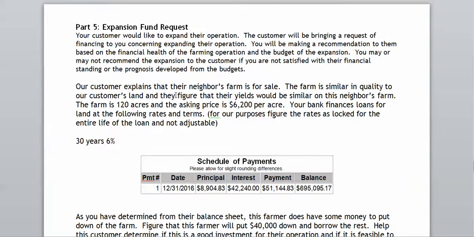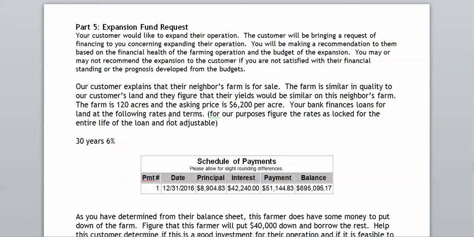Now, part 5 is the interesting part. This is where we're going to look at the expansion fund request. This customer would like to expand their operation. The customer will be bringing a request of financing to you concerning expanding. You will be making a recommendation to them based on the financial health of the farming operation and the budget of the expansion. You may or may not recommend the expansion to the customer if you're not satisfied with their financial standing or the prognosis developed from the budgets.